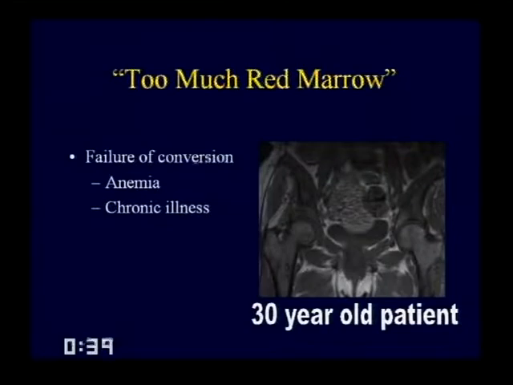So let's talk about too much red marrow. Well, this can occur due to failure of conversion, either from anemia or chronic illness. Here's a 30-year-old patient. We know that by 30, you should at least have your epiphysis and your diaphysis be nearly completely yellow marrow, but here everything is still red marrow, still very dark relative to the muscles. This is abnormal. This person has sickle cell anemia.